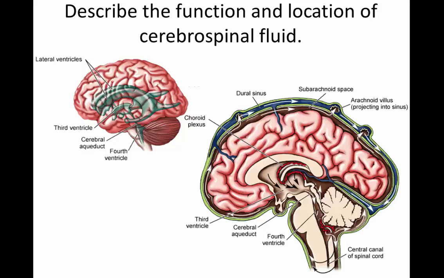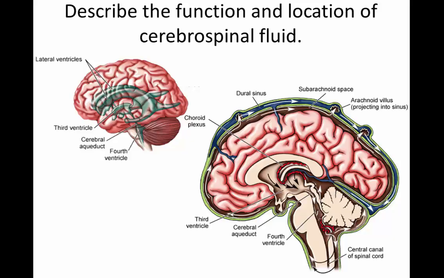The cerebrospinal fluid ultimately is made in the region here, the choroid plexus, and it's made by cells that we looked at earlier in this unit, the ependymal cells. The ependymal cells of the choroid plexus ultimately make the cerebrospinal fluid. It moves into the ventricles and then down through the central canal of the spinal cord and out and around in the subarachnoid space and the dural sinus surrounding the brain.